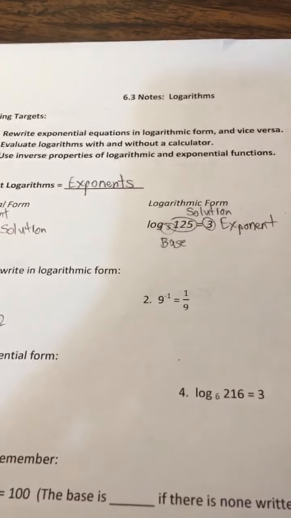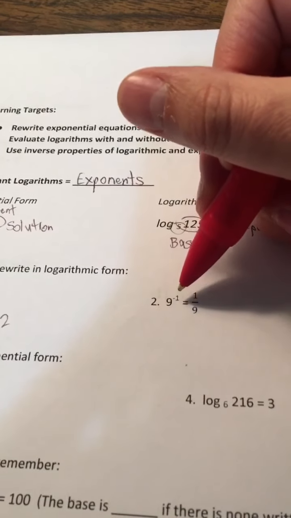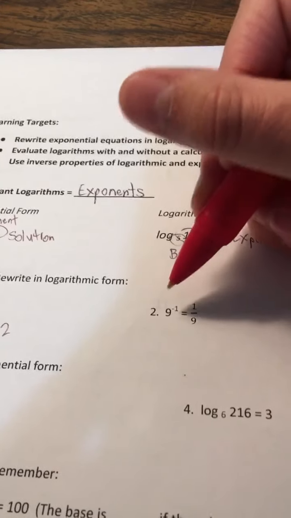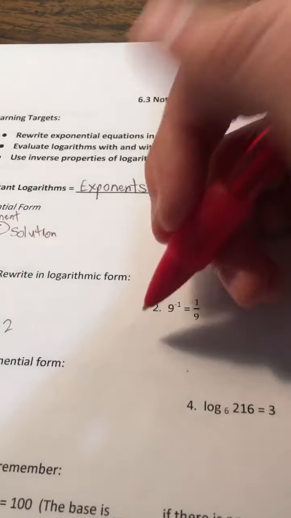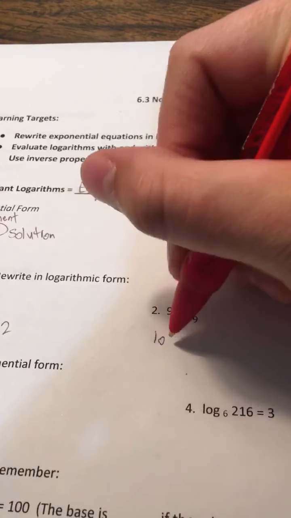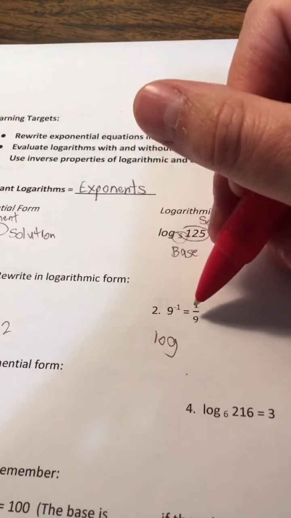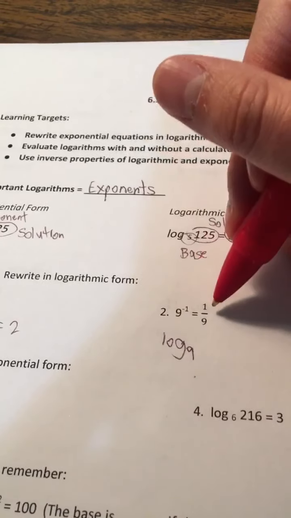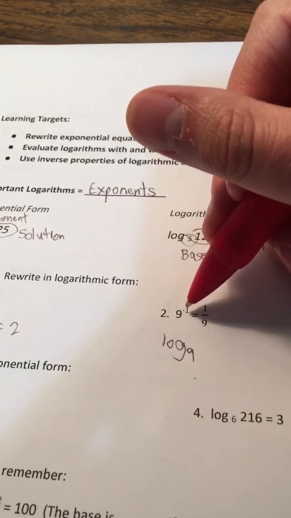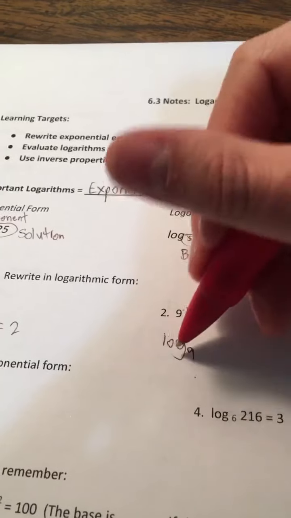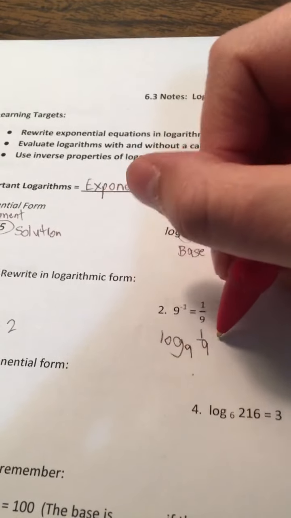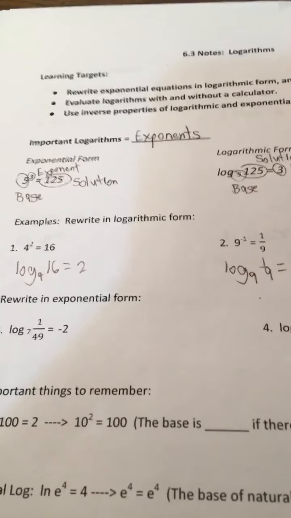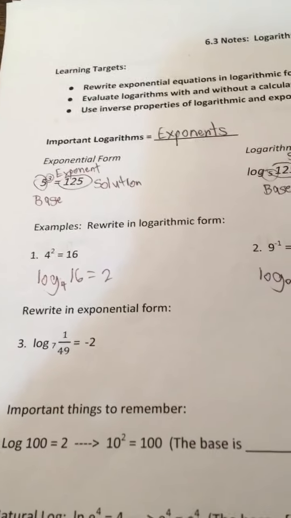So problem number 2, same thing. Now you notice this negative exponent. Y'all remember what negative exponents do? They make it a fraction. So 9 to the negative 1 equals 1/9. Rewriting that in log form, log, which one's the base? 9 of negative 1 equals 1/9 or of 1/9 equals negative 1? It's log base 9 of 1/9 equals negative 1. So that's rewriting. Now, next two problems are doing the exact same thing, just in reverse.